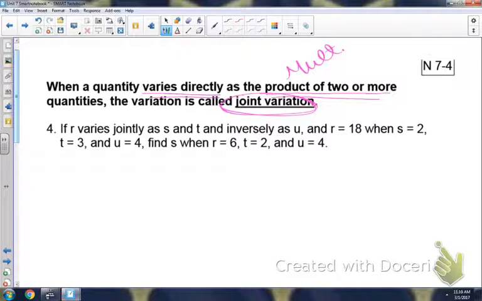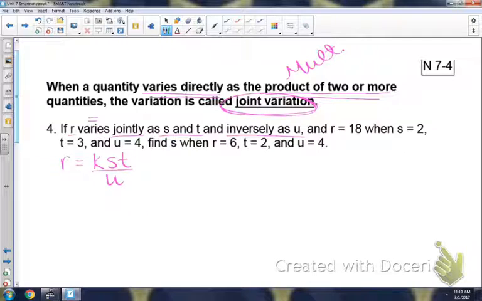So on 4 it says if r varies, so let's start setting up our formula. R varies jointly, which means we will be multiplying, because that's what it just told us, as s and t. So we're going to have our constant and then s and t. You're always having a constant. Then it says inversely as u. If it's inversely, remember you're dividing. So we should be dividing by the u. So you have to come up with your formula on these.